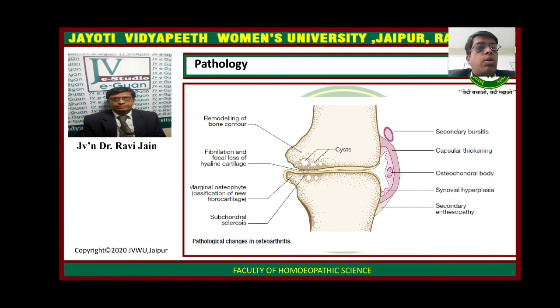Remodeling of the bone contour, fibrillation and focal loss of the hyaline cartilage, marginal osteophyte, that is ossification of a new fibrocartilage, subchondral sclerosis, secondary bursitis, capsular thickening, osteochondral bodies, synovial hyperplasia and secondary enthesopathy.